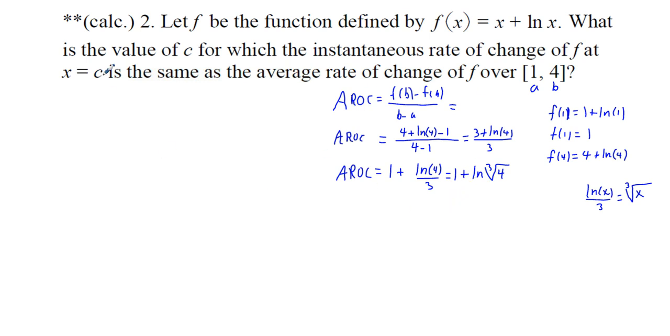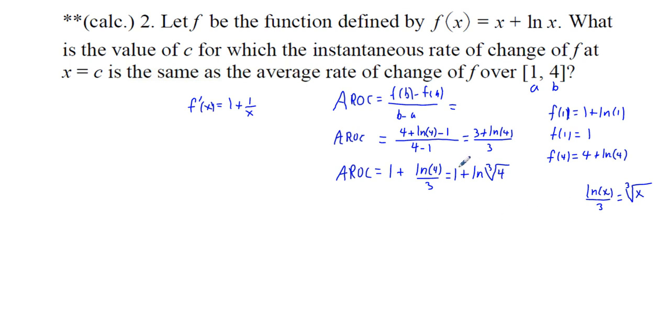Next, we're going to find f prime of x. So f prime of x is equal to the derivative of x, which is 1, and the derivative of ln x is the derivative of x over the original x. So that's it.